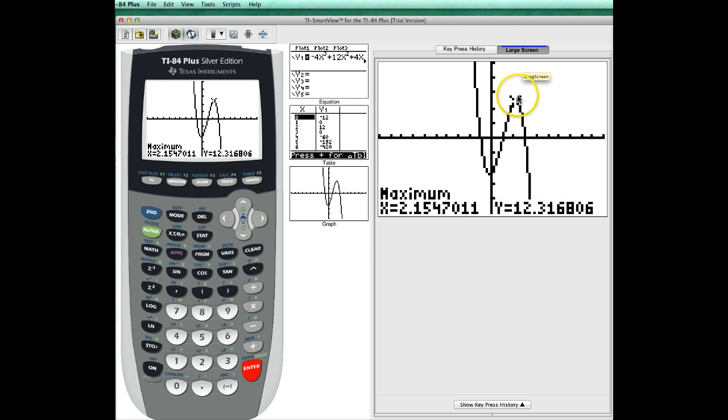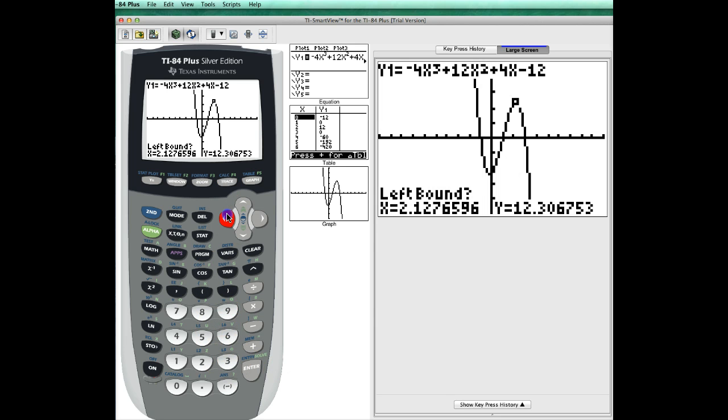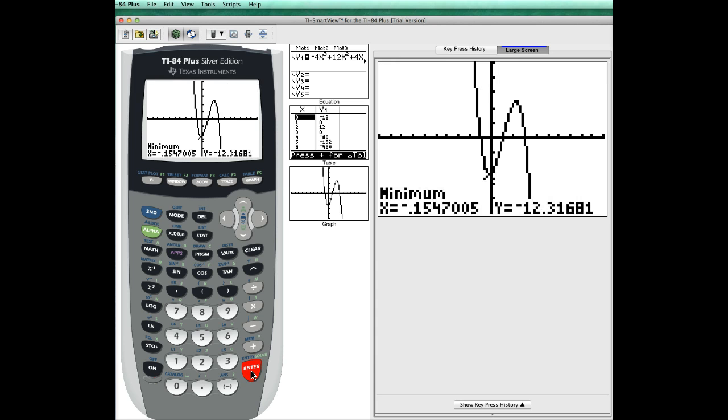That's the Y coordinate. So there's the relative max, and I can go over here and actually find the relative minimum as well. Go back to that second trace, and instead of maximum, I'm going to go minimum here. I'm going to hit that, and I'm going to cursor back down along my graph here, go left bound here, and maybe right at that point right there. This one may be a perfect integer answer. Nope, it looks like it's not. It's negative 0.15, and the Y coordinate is negative 12.31.